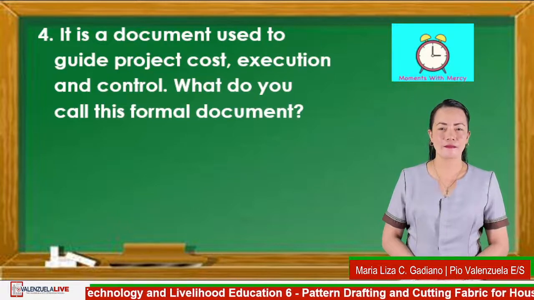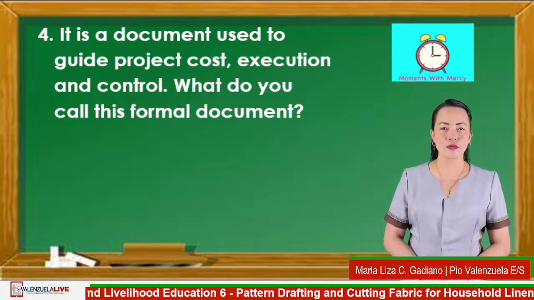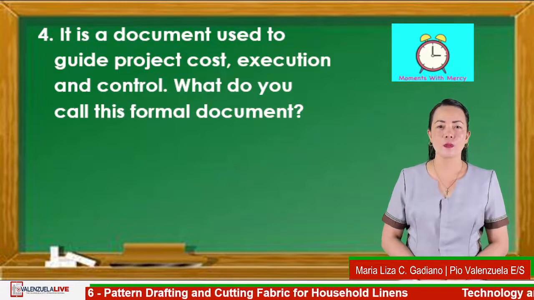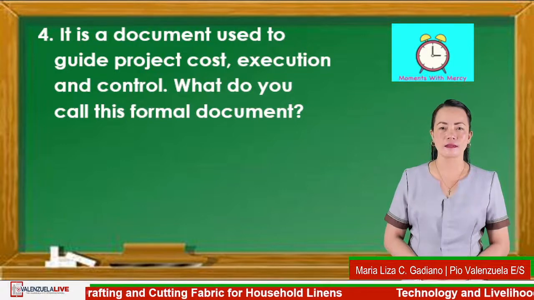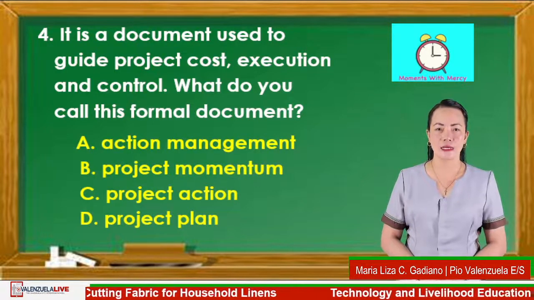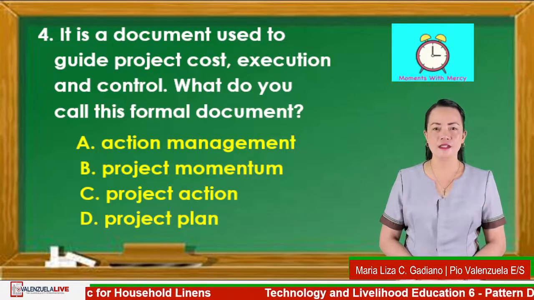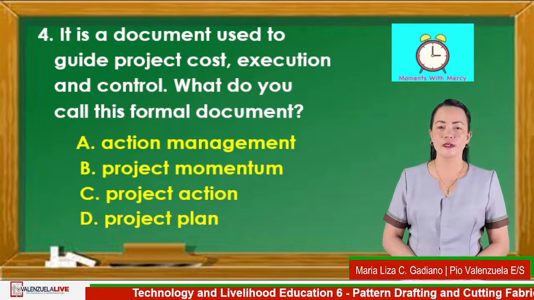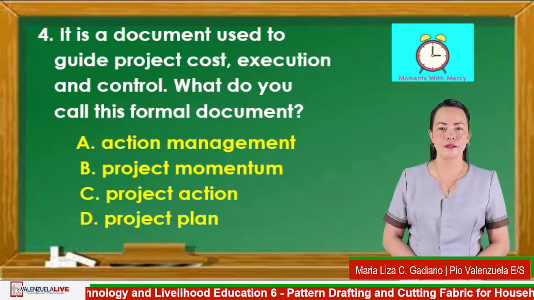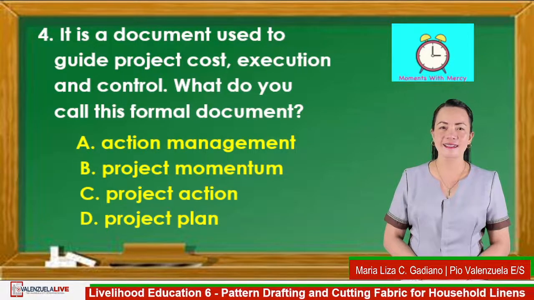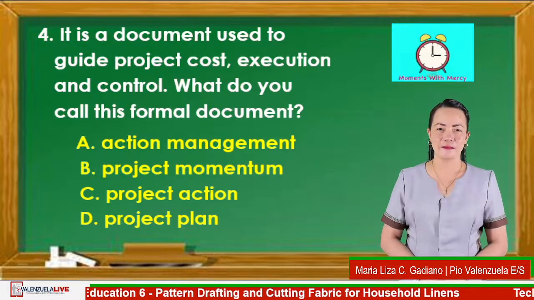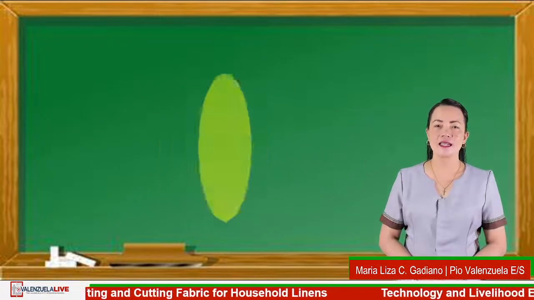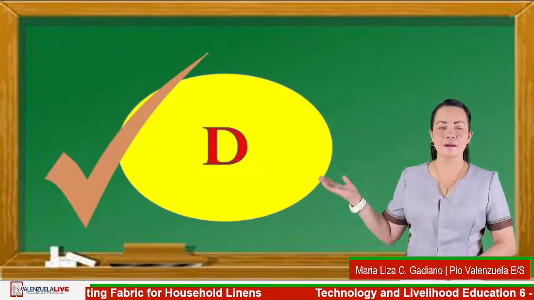Number 4. It is a document used to guide project cost, execution, and control. What do you call this formal document? A. Action management. B. Project momentum. C. Project action. Or D. Project plan. Your 5 seconds timer starts now. The answer is letter B. Project plan.